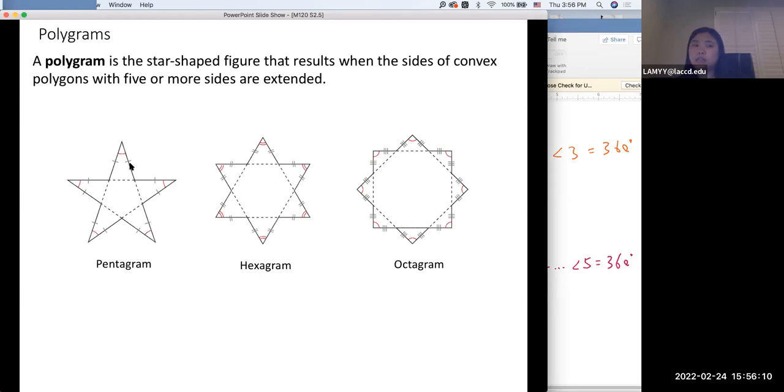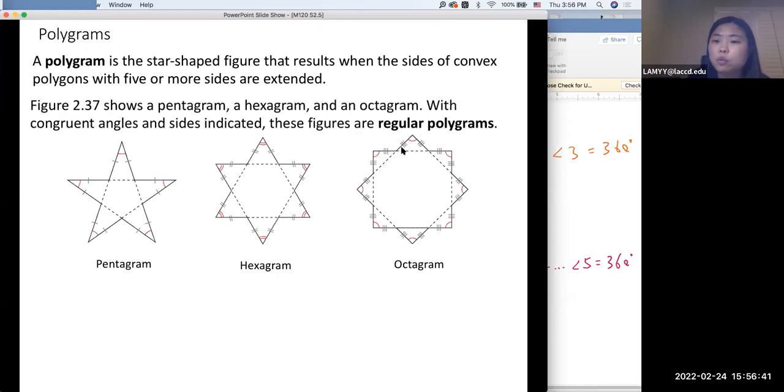So when you extend it, it makes just like the star shape here. Since we have 5 sides, this is a pentagram, heptagram, octagram. Again, we don't cover this part, I don't put it on the exam. You may have a little bit of homework, but I don't put it on the exam. I just let you know what the polygons are.